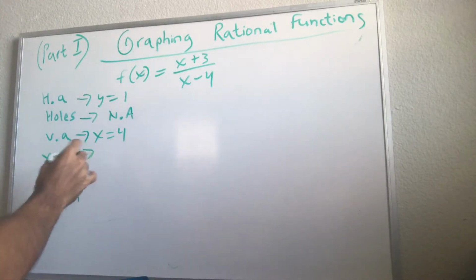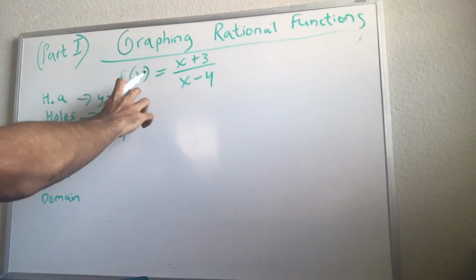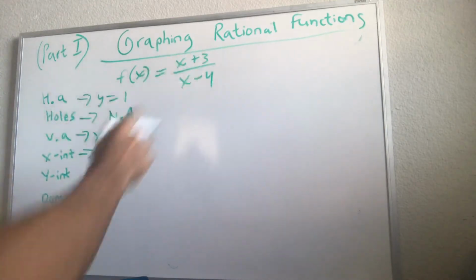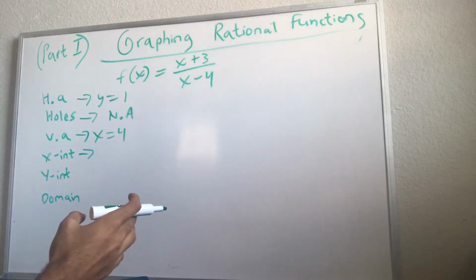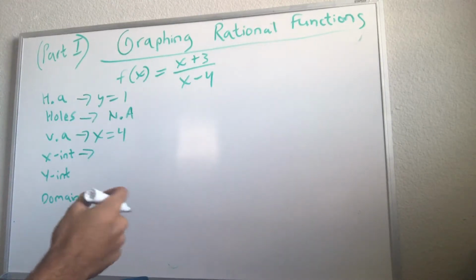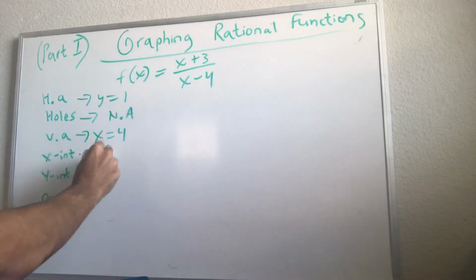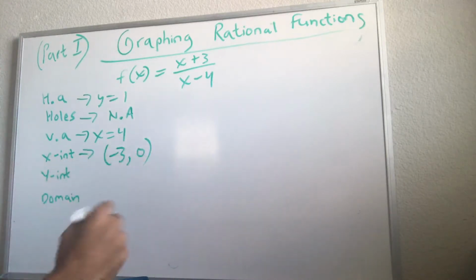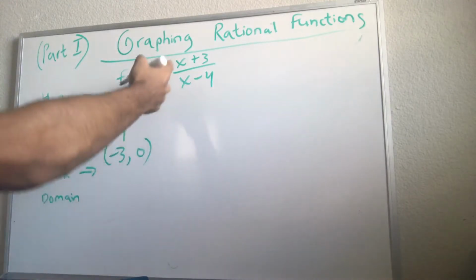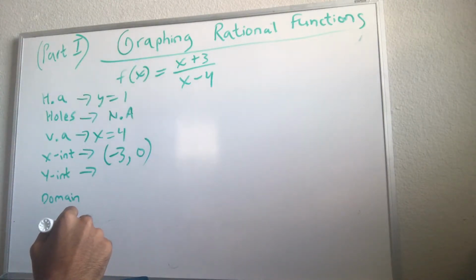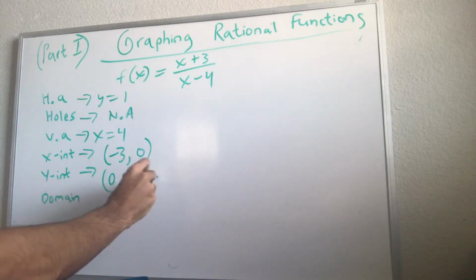Now the x-intercept is the value of x when y is set to 0. When f of x is 0, the numerator must be 0, because if the numerator is 0, you divide that by anything and it's going to give you 0. So x plus 3 is 0, therefore negative 3, comma 0 is your x-intercept. The y-intercept is the value of y when x is set to 0. Substituting 0 in for x, we get 3 over negative 4. So that's 0, comma negative 3 over 4.